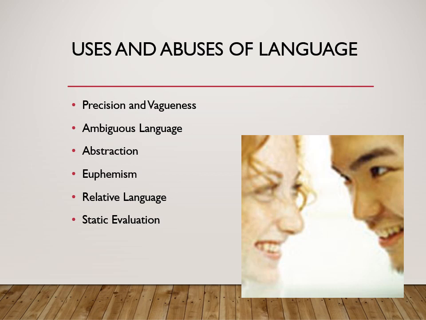Euphemisms are innocuous terms that are substituted for blunt ones. A euphemism avoids a direct literal reference to an event, such as she died. We might substitute terms like, she's no longer with us, she took her last breath, she went on to a better place. Relative language gains meaning by comparison.